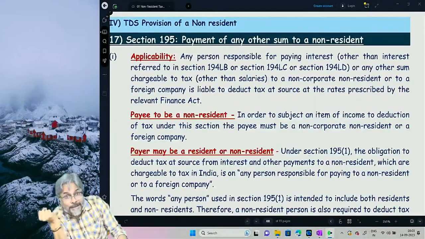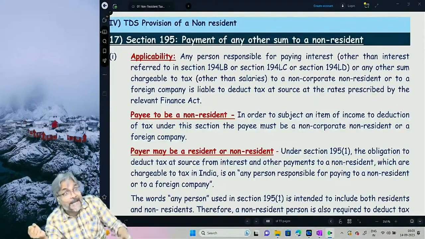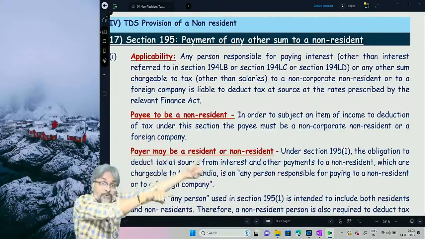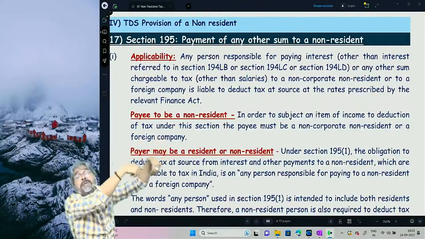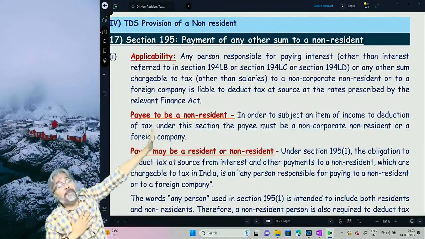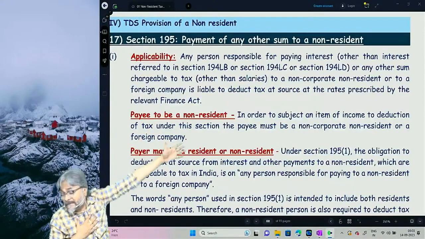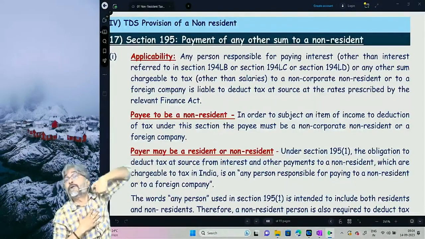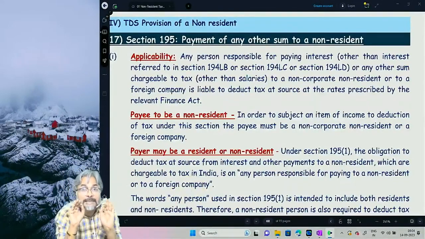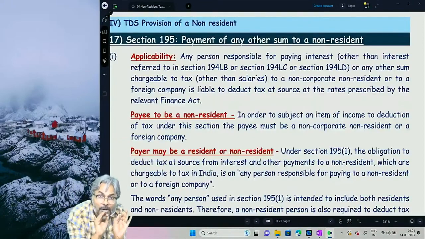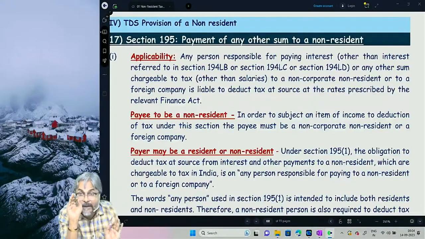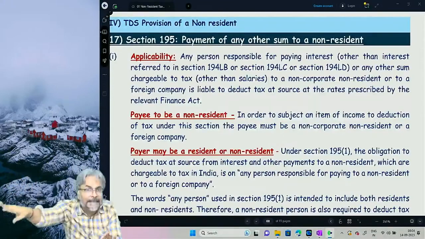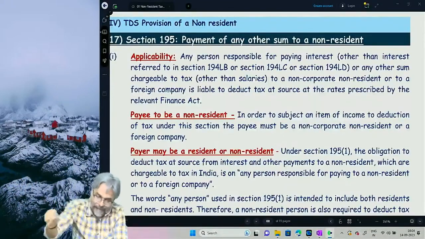And you cannot take the shelter, you cannot take the defense that I am a non-resident making a payment to a person who is also a non-resident, and although his income may be chargeable in India, I being the payer don't have any physical presence in India, any business connection in India, any territorial nexus with India. These explanations will not save the payer from the obligation to deduct the TDS. The payer will have to deduct the TDS.